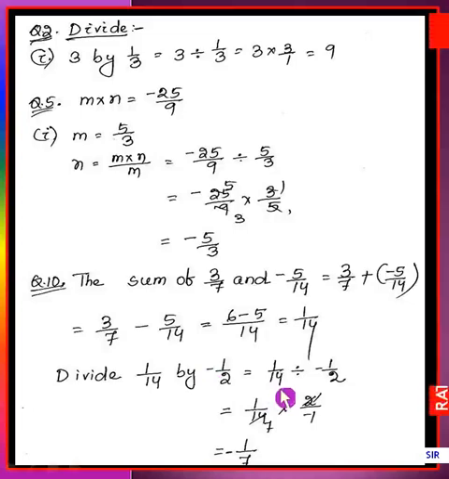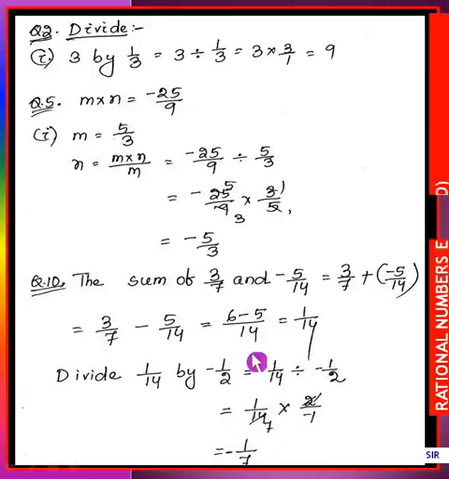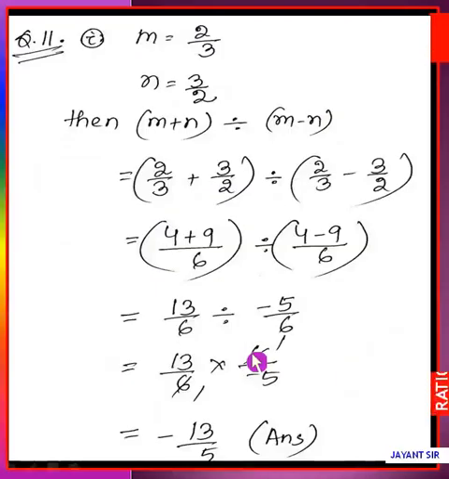If you see your book and question, if you are understanding, it is easy. 1 by 14 divided by minus 1 by 2. 1 by 14 into 2 by minus 1 equal to plus minus minus 1, 1 the 1, divided by 7, minus 1 by 7.